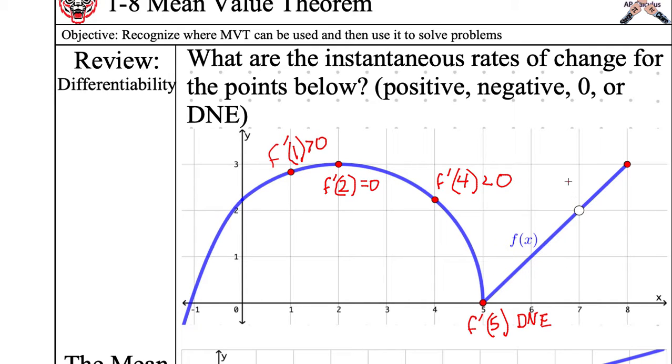What about 7? F prime of 7. It's a hole. Yeah, it does not exist. Discontinuous, it's a hole. So D and E. Is it clear on your notes, or does it look like a filled in dot on your notes? Okay. And then finally, this last point is f prime of 8 is what? Endpoint. Does not exist. Good job, guys.